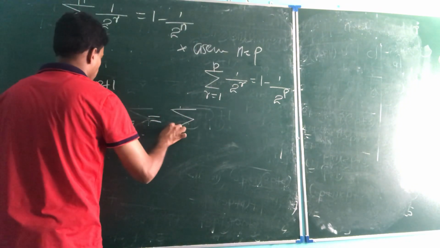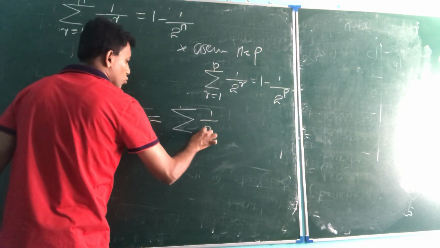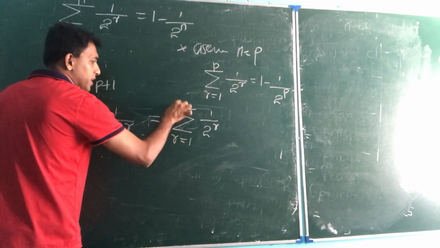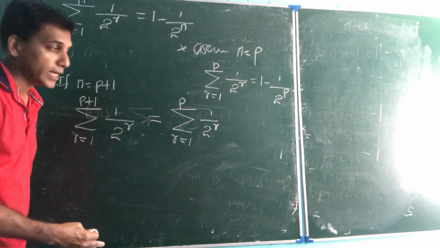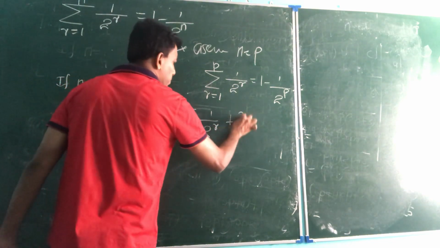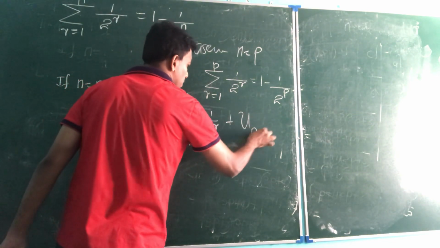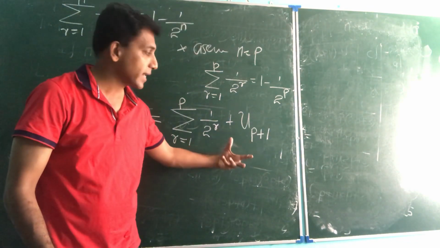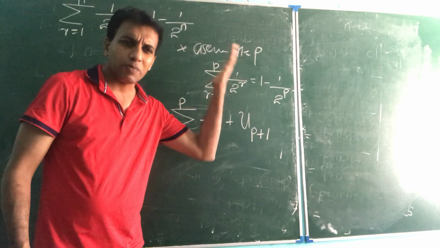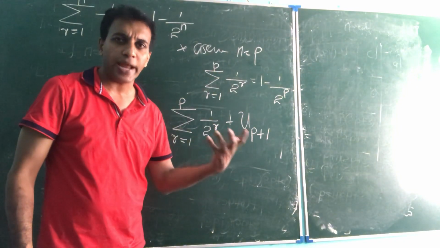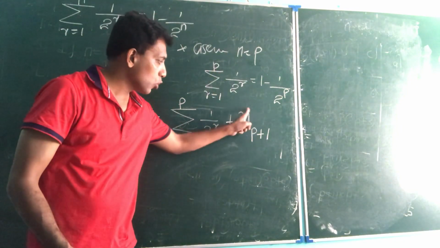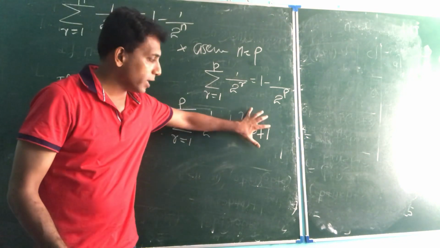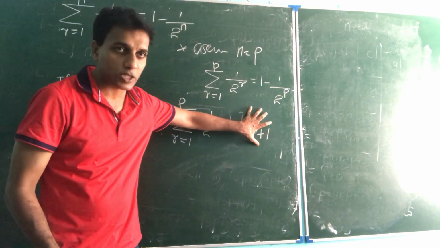So it is sigma of 1 over 2 to the power r, r equal 1 to p, and write the p plus 1th term. Usually we call the term u. You learned in primary grades, tn equals the nth term. Here we put u of p plus 1. That means the p plus 1th term, right?